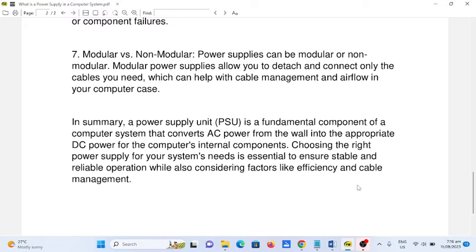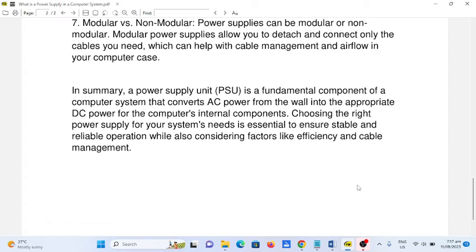Number 7, modular versus non-modular. Power supplies can be modular or non-modular. Modular power supplies allow you to detach and connect only the cables you need, which can help with cable management and airflow in your computer case.